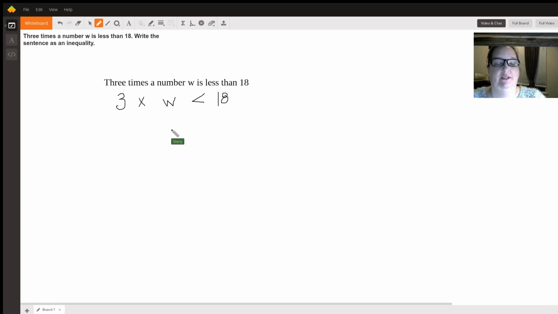So this is 3w less than 18. And you can picture this just like there's an equal sign there because you're going to treat it the same way, but it's really less than. And if that was an equation, you would just divide by 3 on both sides. You get w is less than 6.